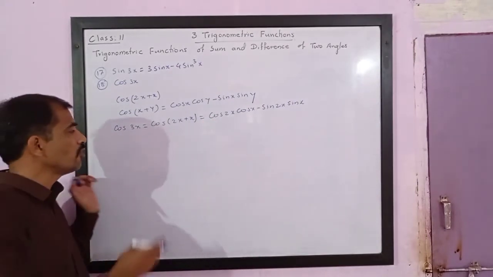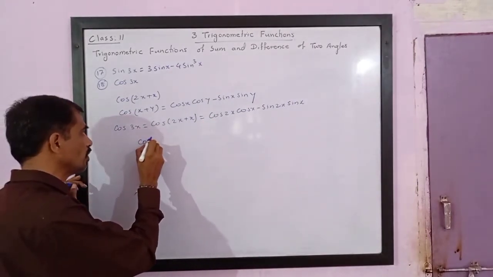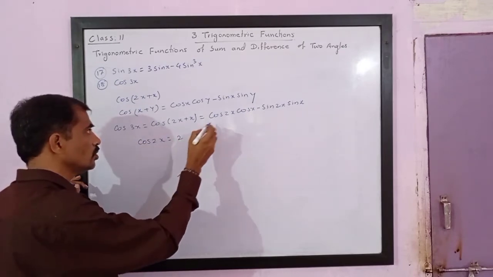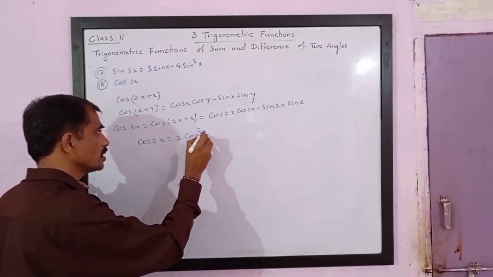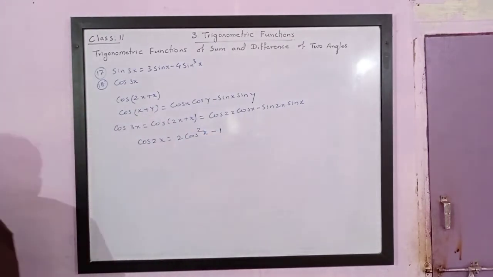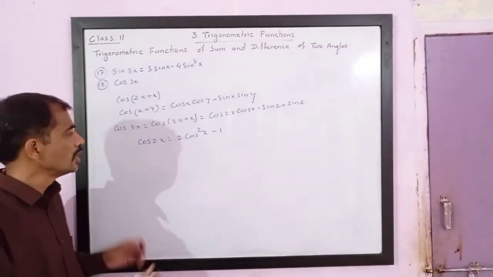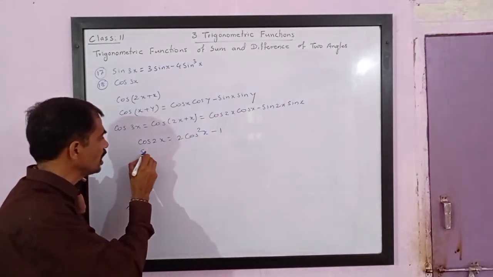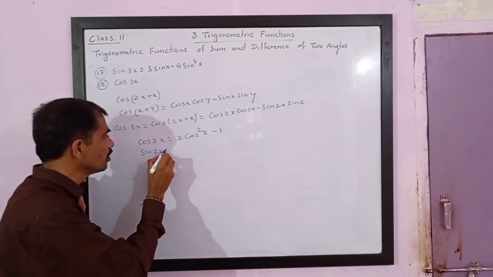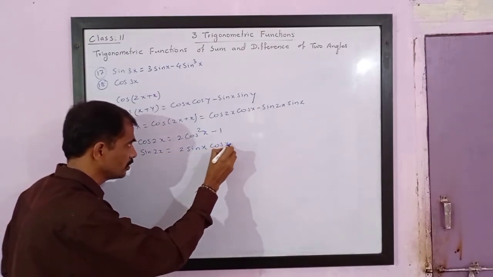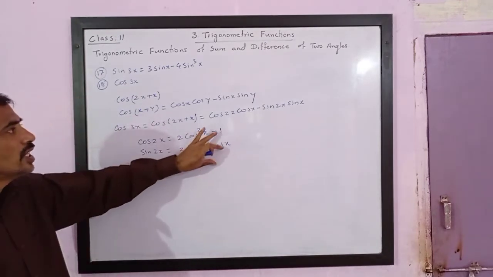Now we have the identity for cos 2x. Cos 2x is equal to 2 cos square x minus 1, and for sin 2x we have 2 sin x cos x. So use these identities in this.